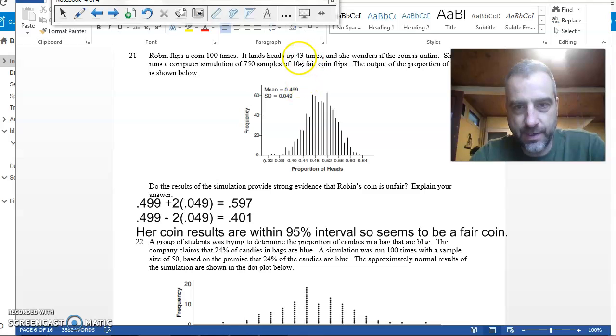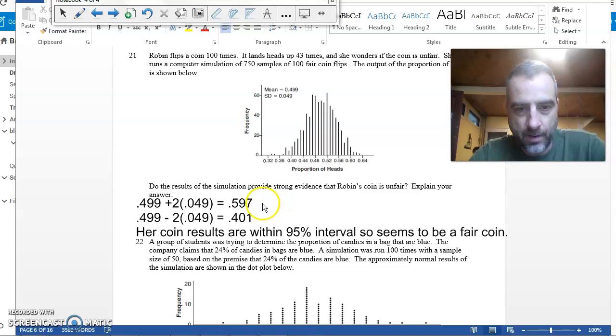What actually happens is it's going to be a little bit below, a little bit above 50%, depending on how many times you flip your coin. But if you were to do it thousands of times of flipping coins, you would average approximately 50%. Here, the computer simulation averaged 49.9%, basically 50%. So do the results of simulations provide strong evidence that Robin's coin is unfair?